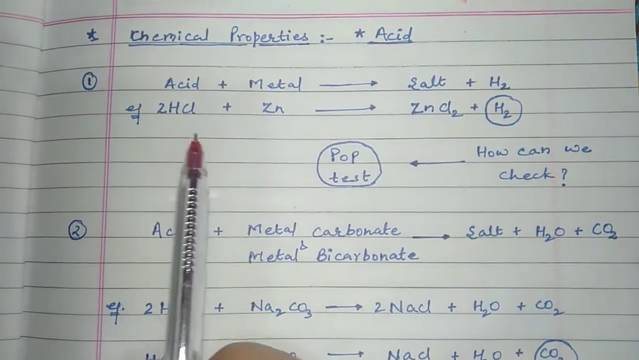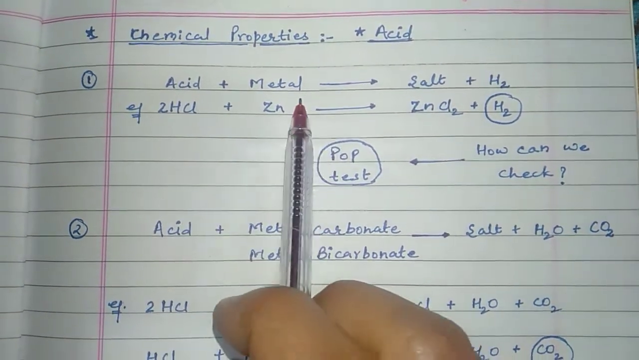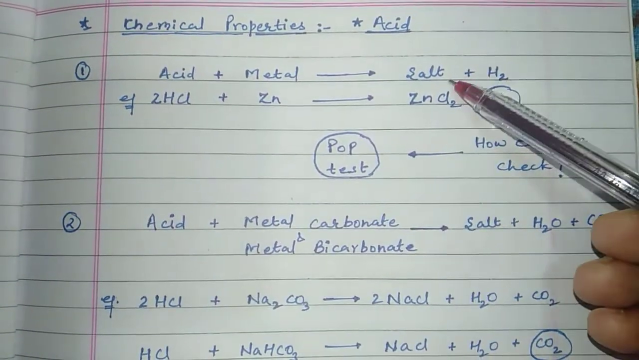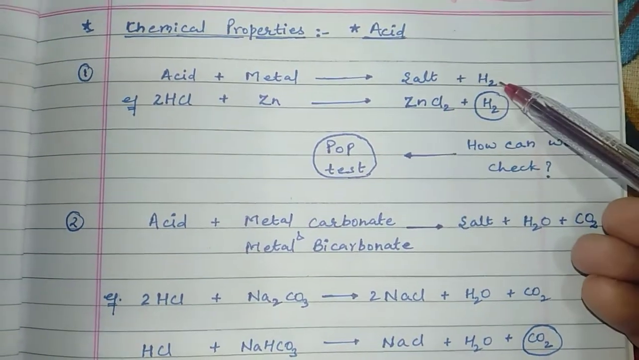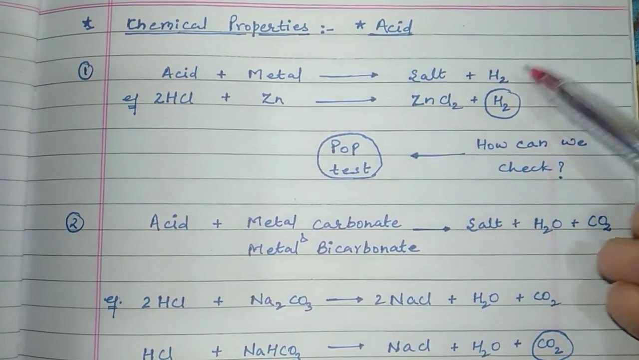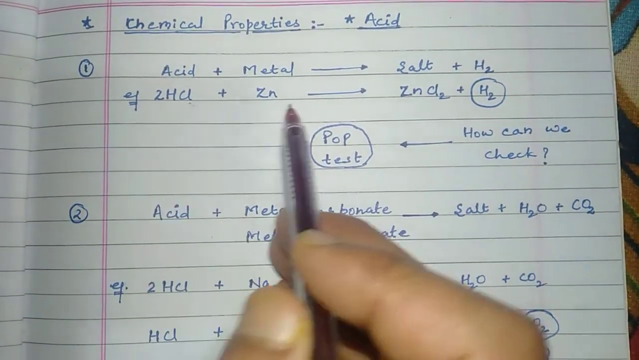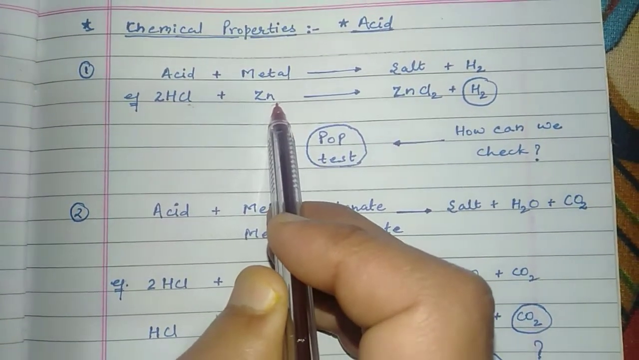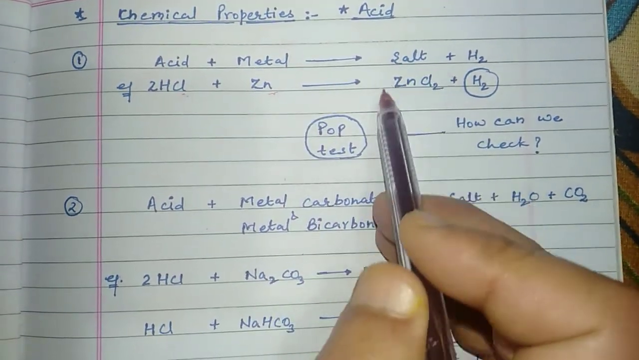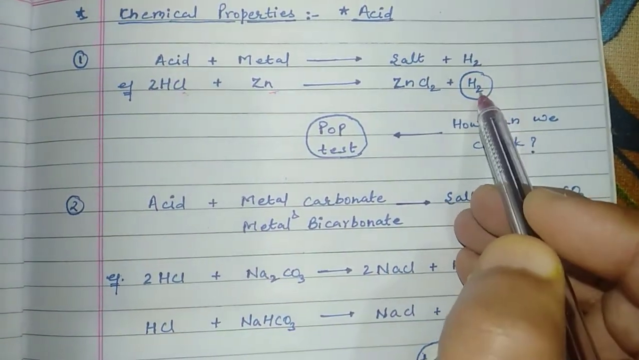So the first one is what? When the acid reacts with metal, it forms salt and hydrogen gas. Yes, so for example, if HCl reacts with zinc, it produces zinc chloride and hydrogen gas.